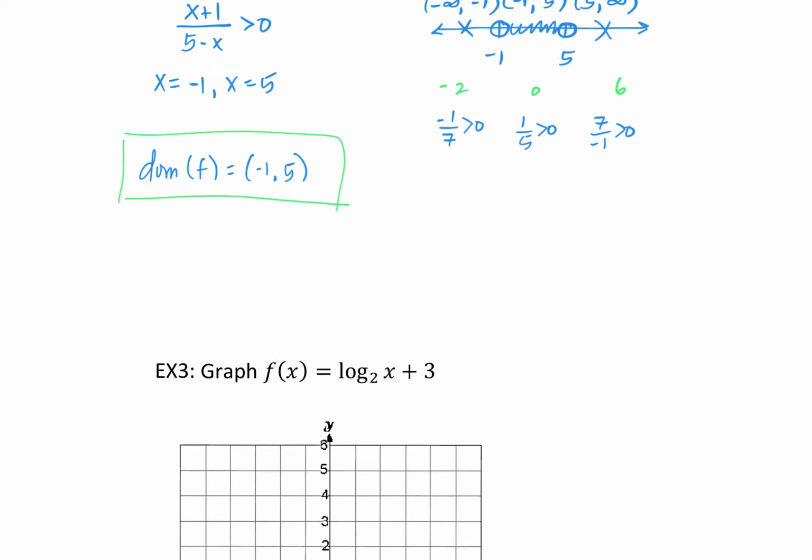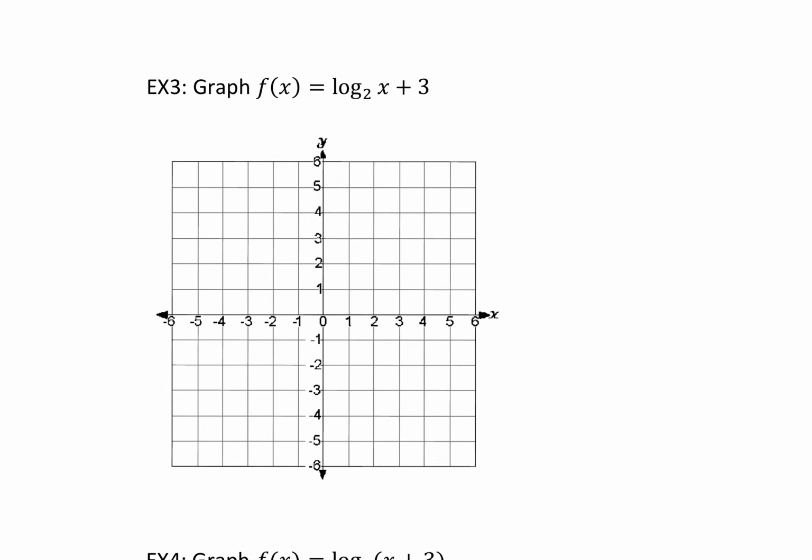Okay. So we're going to just briefly look at some graphs of transformations, just simple transformations. The transformations are going to do exactly what we expect them to do. In example 3, we want to graph f of x equal to log base 2 of x plus 3. Notice that the +3 is not part of the argument of the log, because the x plus 3 is not in parentheses. So really what this is saying is we're going to do log base 2 of x. That's going to be our basic or parent function. And that +3 is going to be, as we expect, a shift up 3 units.